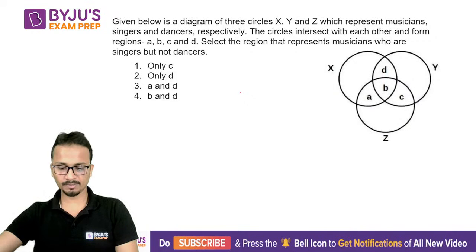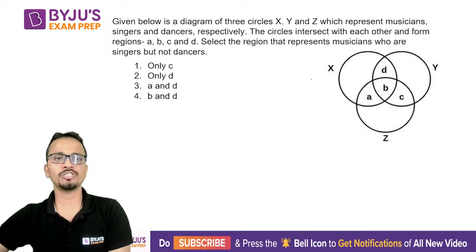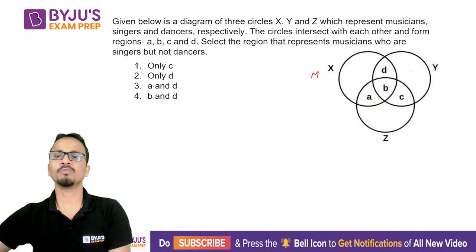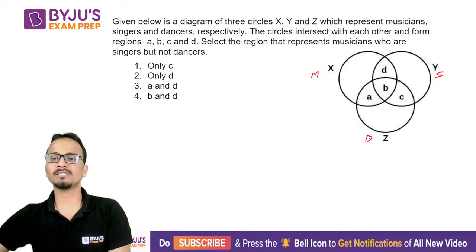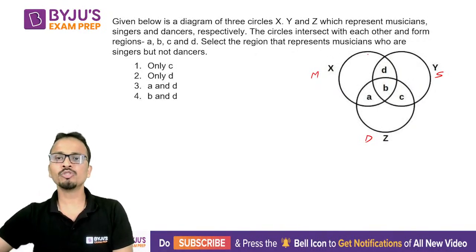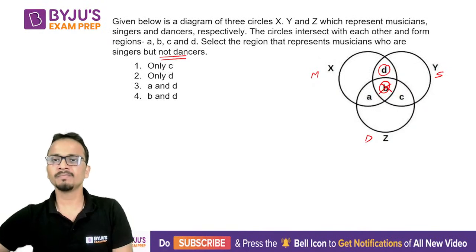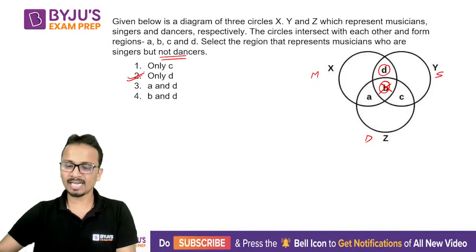All right, Ritesh, Ria, and Lokik. Nice. So given below is a diagram of 3 circles X, Y, and Z, which represent musicians, singers, and dancers respectively. The circles intersect with each other and form regions A, B, C, and D as mentioned in the diagram. Select the region that represents musicians who are singers. So musicians who are singers will be these two regions, but not dancers. So I'll remove region B and the answer will be only D, that is option 2.